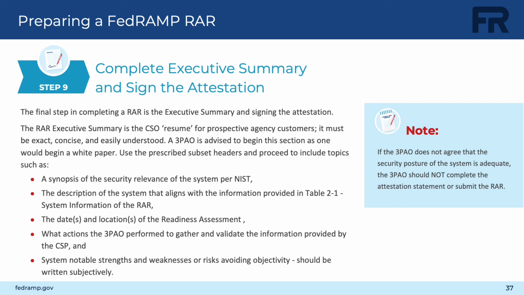Let's take a look at the final step for preparing a FedRAMP RAR. Step 9 is to complete an executive summary and sign the attestation. The RAR executive summary is the CSO's resume for prospective agency customers. The executive summary must be exact, concise, and easily understood.